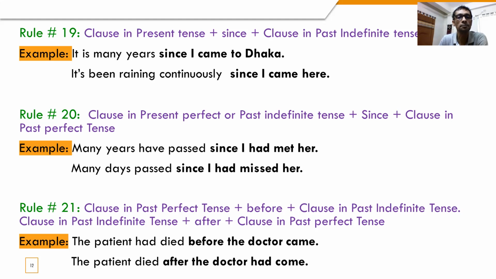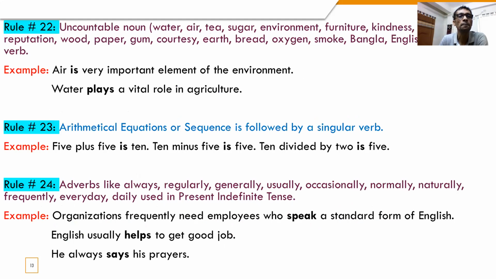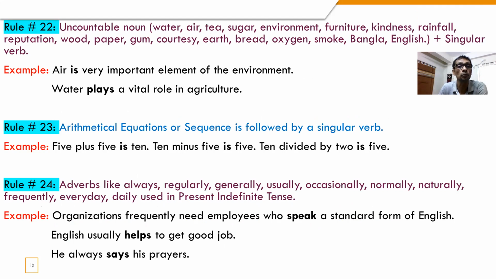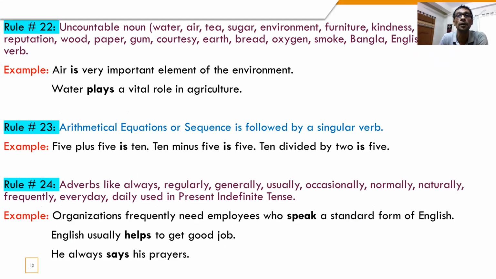Dear students, moving on and going to the next slide, rule number 22 now. There are some uncountable nouns in English like water, air, tea, sugar, environment, furniture, kindness. Some more is there as well: rainfall, reputation, wood, paper, gum, courtesy, art, bread, oxygen, smoke, Bangla, English. They are all followed by singular verb.